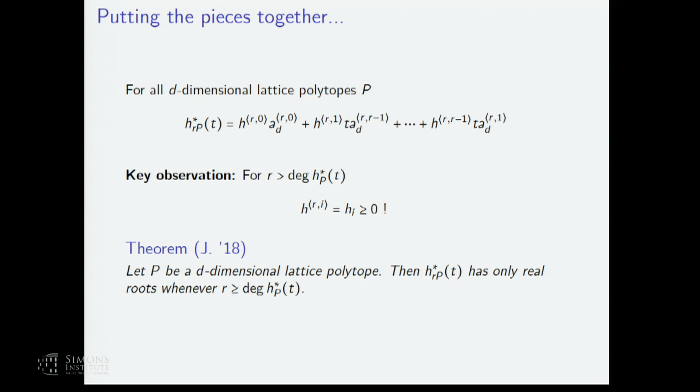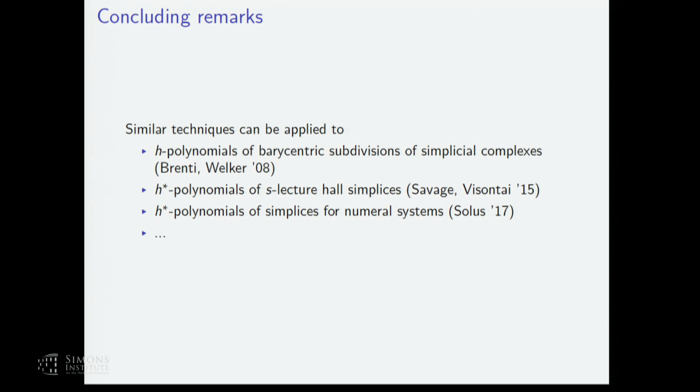So, maybe as some concluding remarks, very similar techniques apply to other situations. For example, Brändén and Solus, why they studied these generalized Eulerian polynomials was because they were looking at barycentric subdivisions of simplicial complexes. And Savage and Visontai were looking at s-Eulerian polynomials, another generalization of Eulerian polynomials, which are exactly the h-star polynomials of s-lecture hall simplices. So Liam Solus was looking at the h-star polynomials of simplices for numeral systems, and also there a very similar recursion comes out.